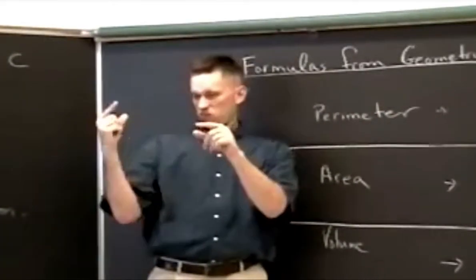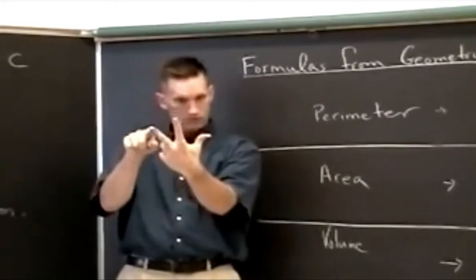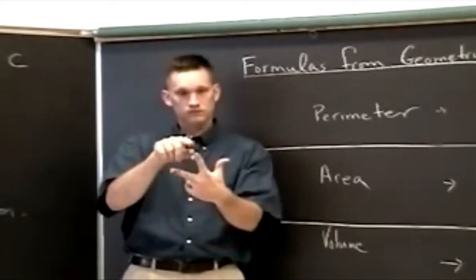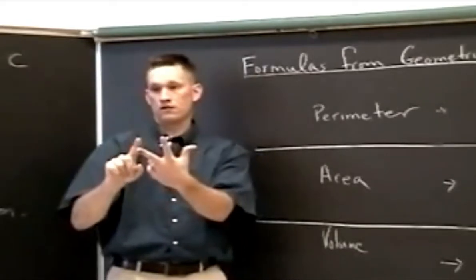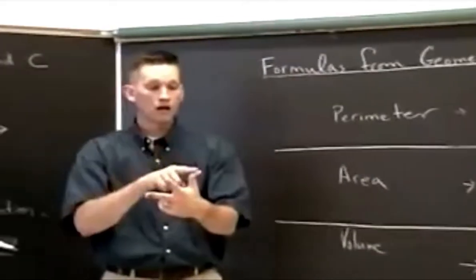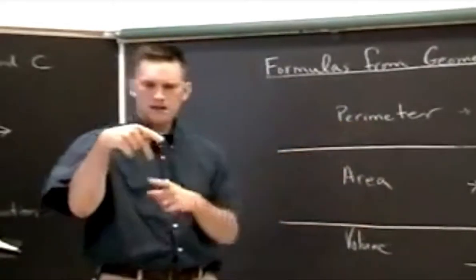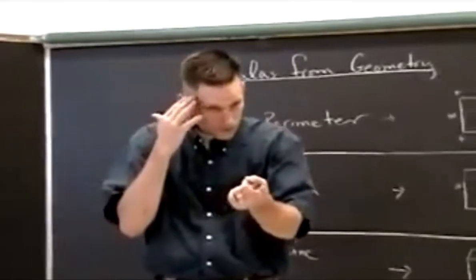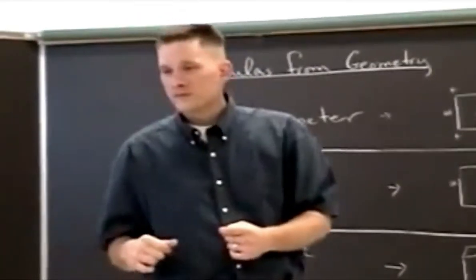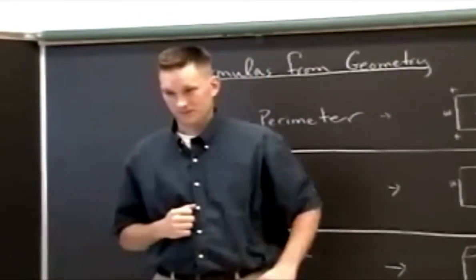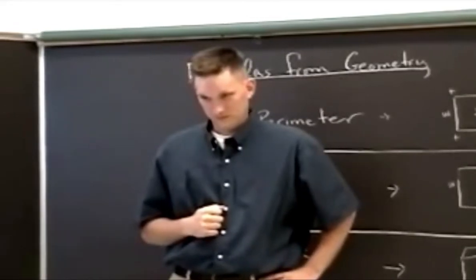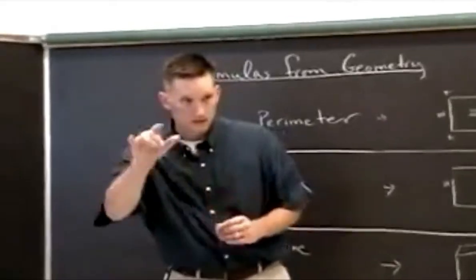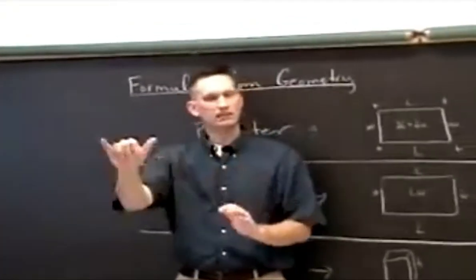So today we'll be discussing formulas in geometry. We'll be talking about three things: perimeter, area, and volume. So what do we use perimeter for? Yes, that's correct. Does anyone have anything else to add?